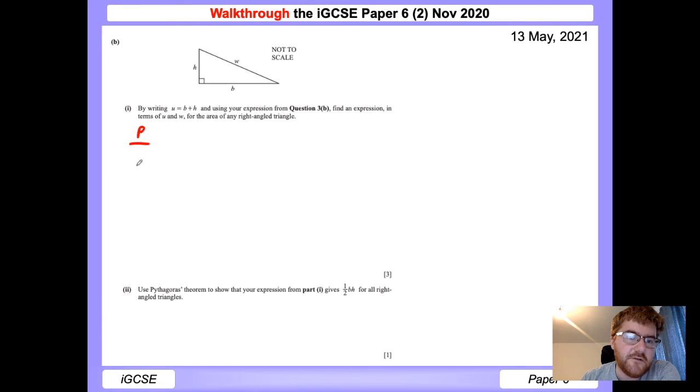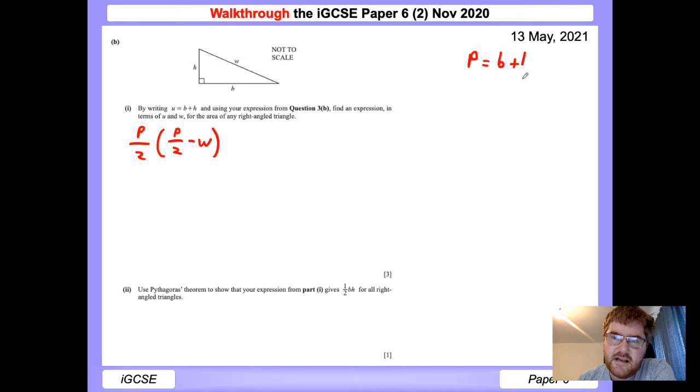So p over 2, open brackets, p over 2 minus w. So before we can do anything, we need to work out what p is. So the perimeter is just added together. So we get b plus h plus w. However, in the question, we're told that we want to write u equal to b plus h. So we're going to replace the b plus h with u. We get u plus w. So that is our perimeter.